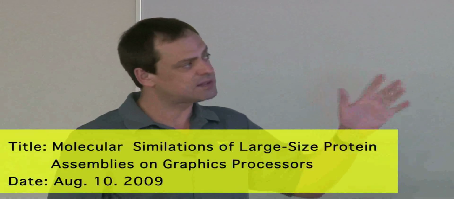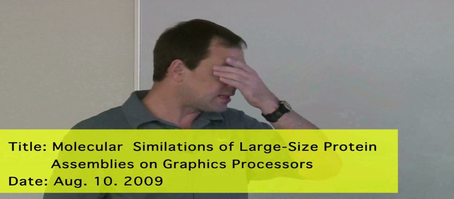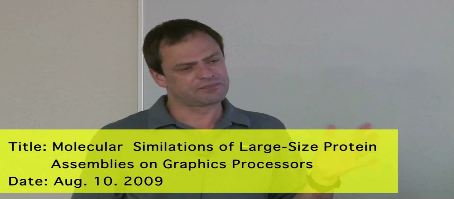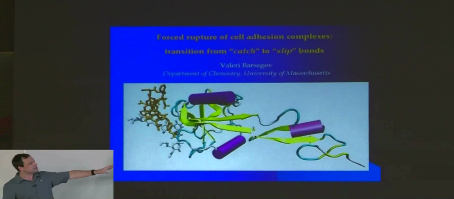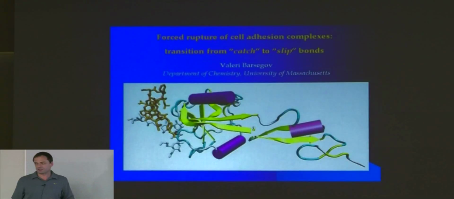So in this talk today, it will be a lot of experiments, and then a little bit about theory and a little bit about simulations, but it has nothing to do with GPU. Those who are interested in discussing GPU, we can do it afterwards, okay? But it's basically on the transition from catch to slip bonds in cell adhesion molecules.